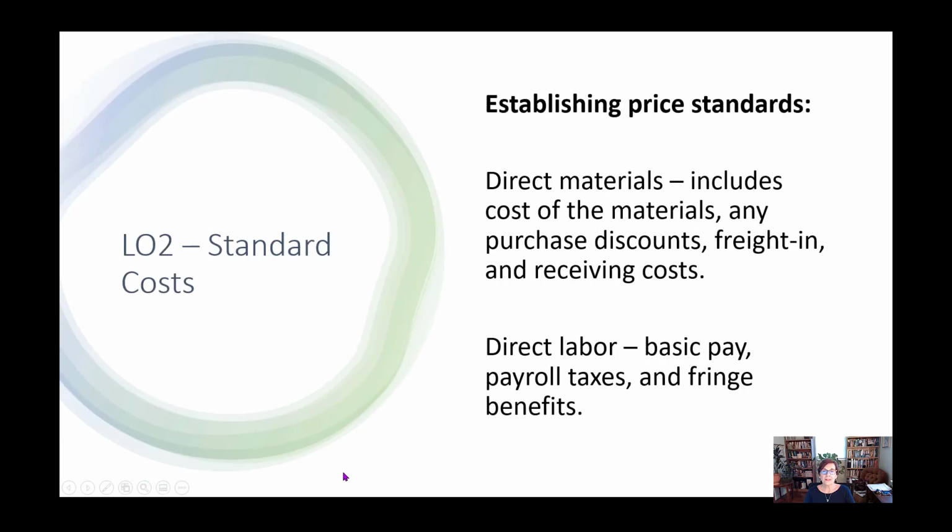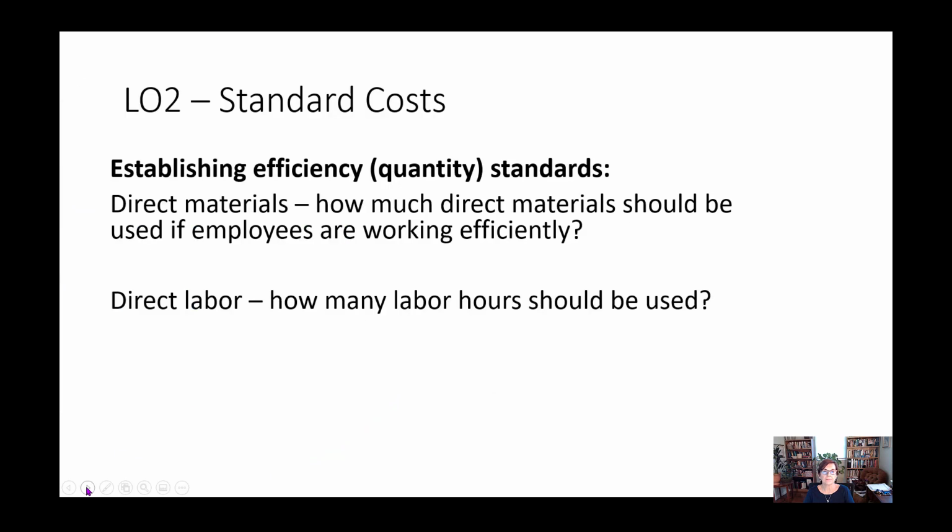Now, companies establish price standards for materials and labor. The materials include not only the cost that they have to pay for them, but also takes into account any discounts they might get, freight in and receiving costs. And direct labor includes their basic pay, so the hourly amount that they pay their employees, plus, of course, payroll taxes and fringe benefits. So all of those are built into the standard prices.